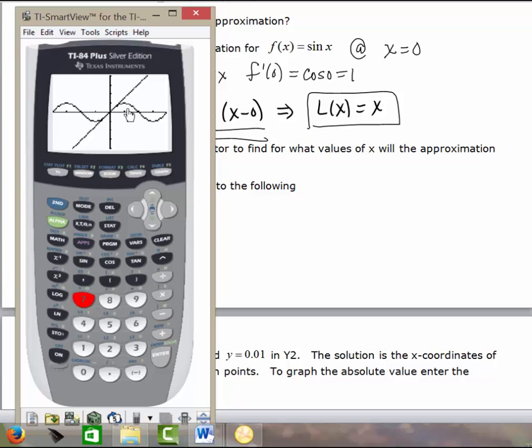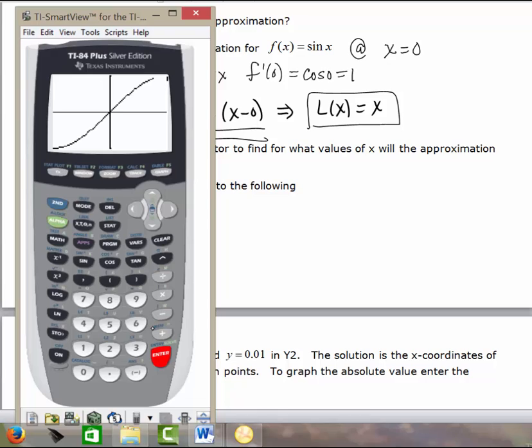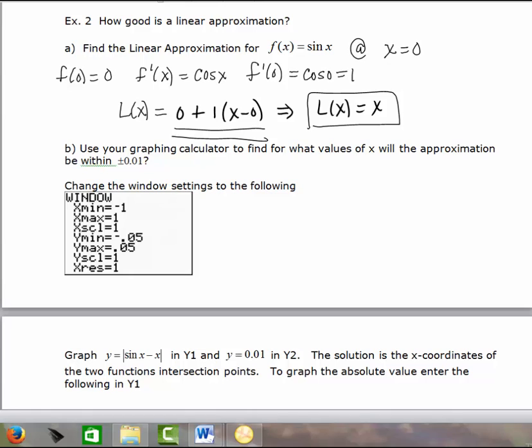I haven't even zoomed in on this, and this looks really, really good. In that area, it looks like negative pi over 2 to pi over 2, we look really good. But let's trace on our point of tangency, and zoom in. And look how straight that already is with just one zoom. This looks like a really good approximation, which it actually is. Let's follow the rest of the exploration here.